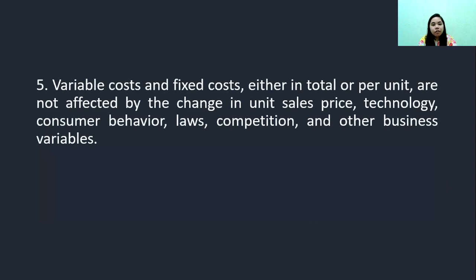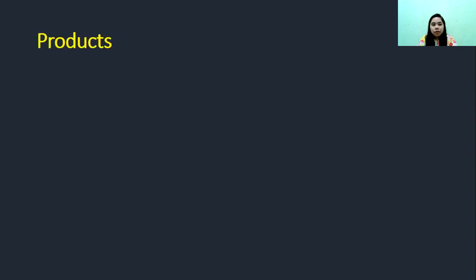Number 5 is variable cost and fixed cost, either in total or per unit, are not affected by the change in unit sales price. So when we change our unit sales price, for example, we charge initially for a product at 10 pesos, but if we change it to 15 pesos, it will not affect our variable cost and fixed cost. So that is what it says here. So technology, it will not be affected. Consumer behavior, laws, competition, and other business variables.